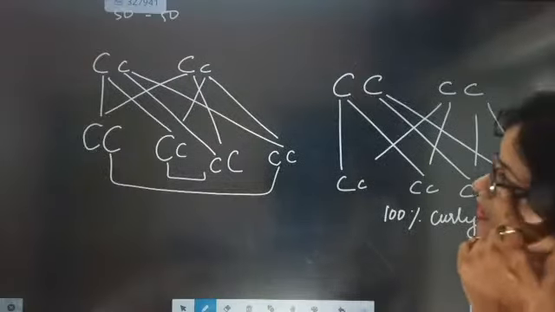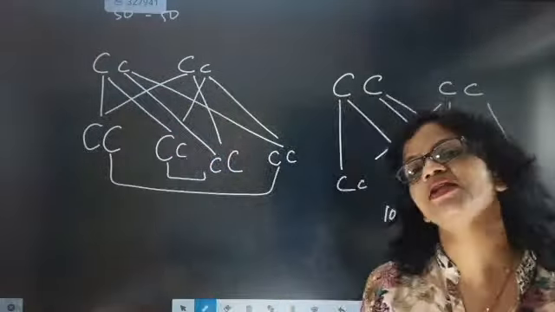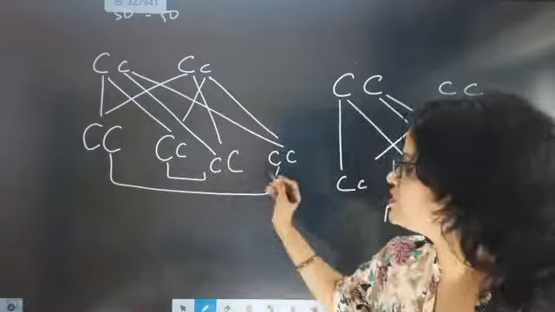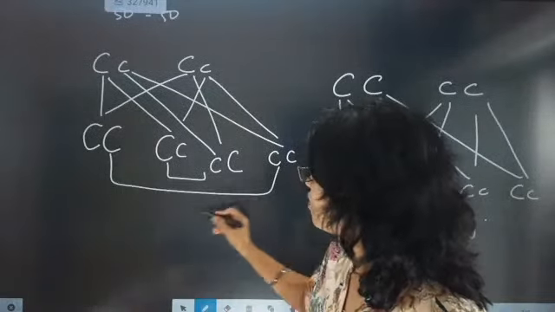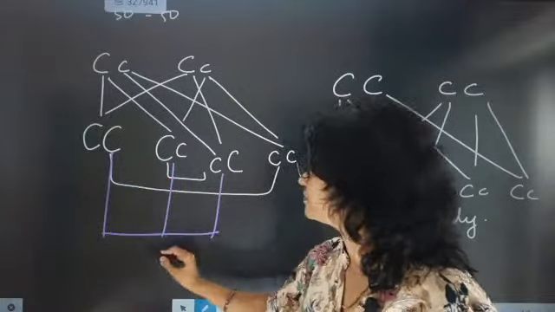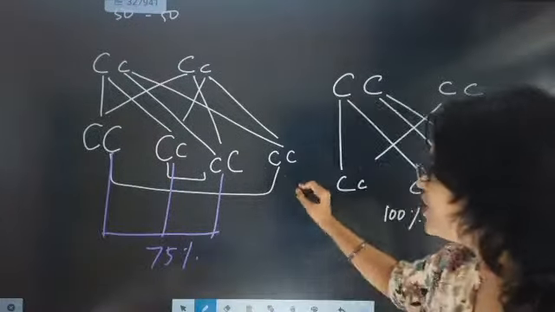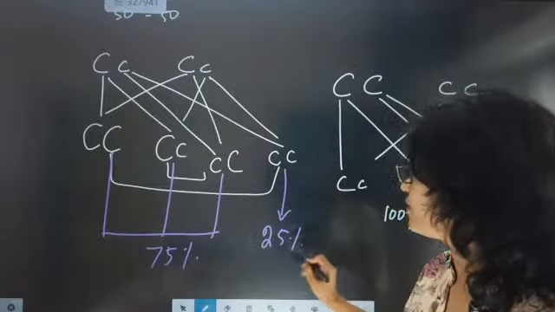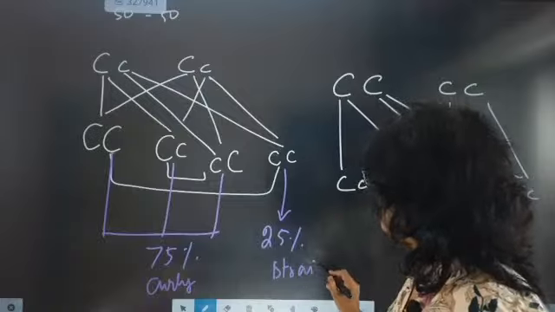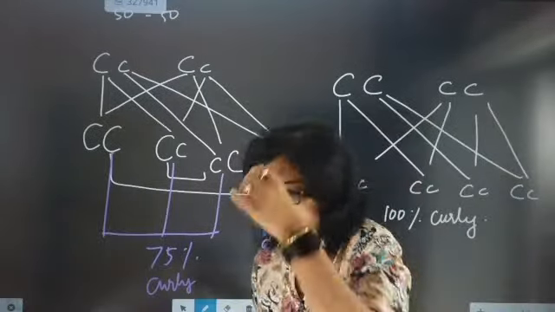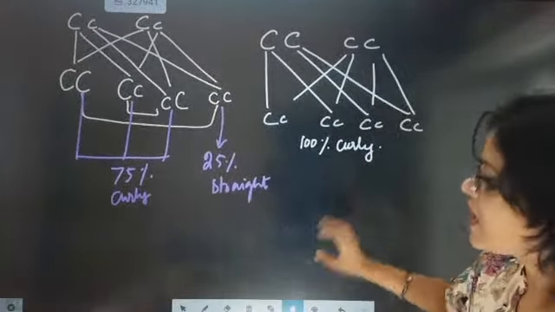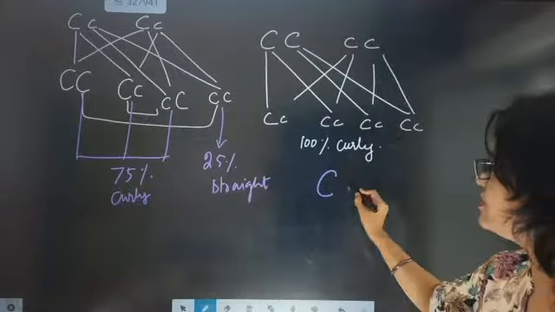But when both mother and father are heterozygous, then you see 75% curly hair. All these 3 are coming as curly hair, and 25% is straight hair. Okay, so this is one of the situations. We have seen back to back 2 situations, and then one situation will be coming like this.